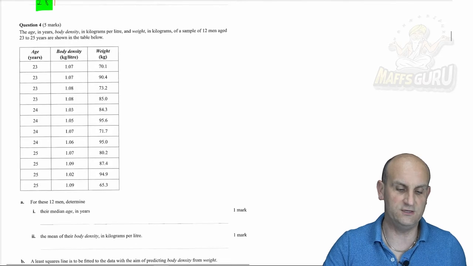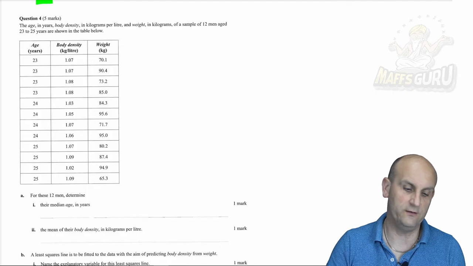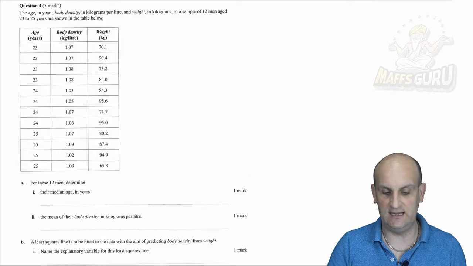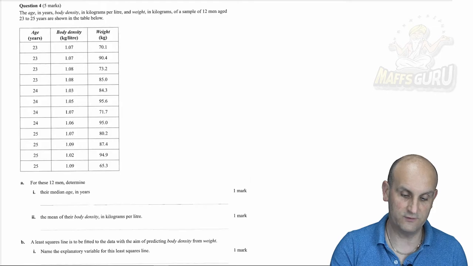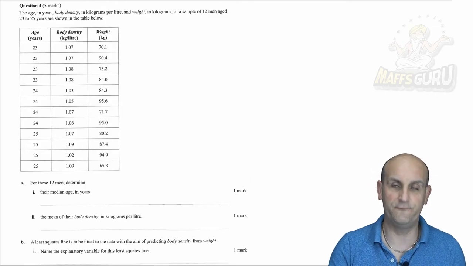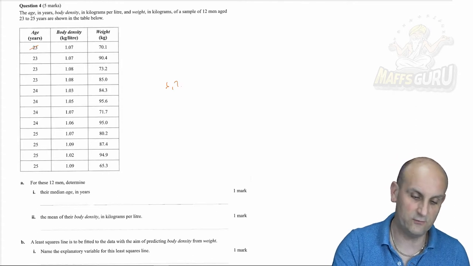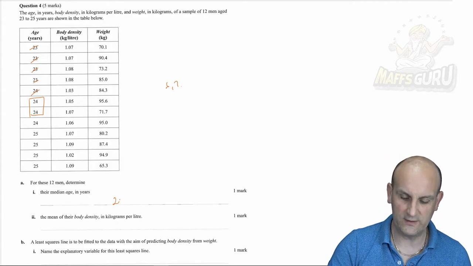Question number four, the age in years, body density in kilograms per liter and weight of a sample of 12 men are shown below. For these 12 men, determine their median age in years. Well, median, again, I've got 1, 2, 3, 4, 5, 6, 8, 9, 10, 11, 12. And so I am looking for 12 plus 1, that's 6 and a half data item. So I'm looking somewhere between the 6th and 7th data item, well, basically halfway between 24 and 24 is 24.